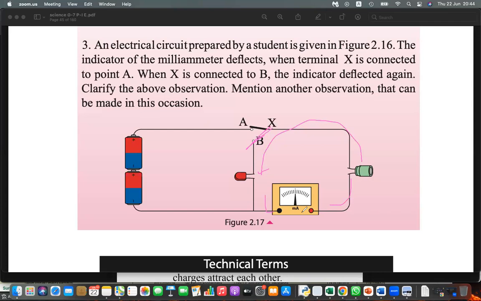Okay, another observation. The bulb will light up. That is one. Another thing we can say is that after a little while the current goes away. That is also another thing. After a small amount of time, you can see that the milliammeter will reset. Okay, that's it. Let's move to the next lesson now.